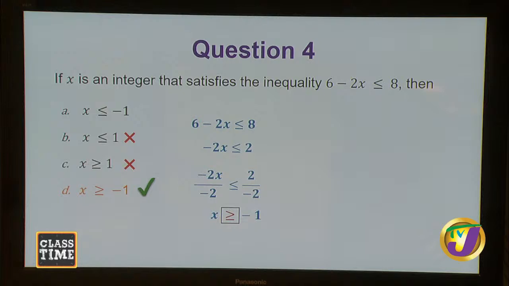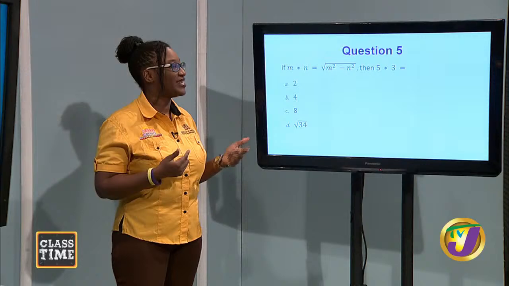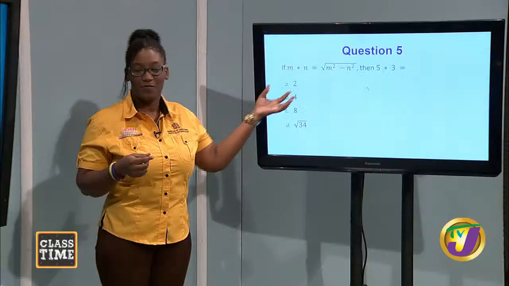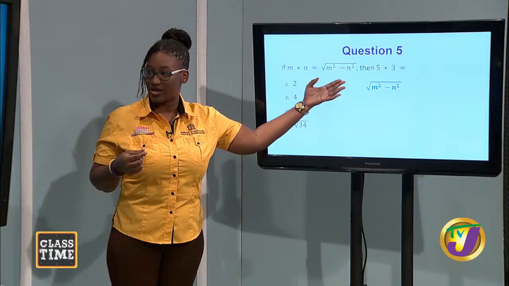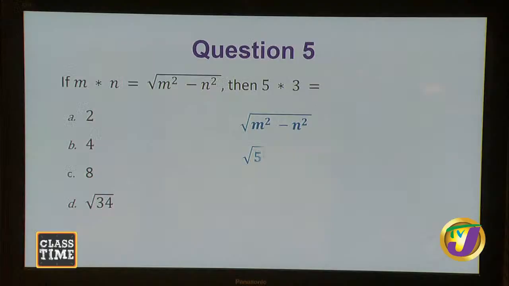Question 5. So if M asterisk N, sometimes you might hear it as star, is equal to the square root of M squared subtract N squared, notice it's all under the square root symbol, then 5 star 3 is equal to? We don't know, but let's find out. But you know, Latoya, these binary operations really are a version in my mind of substitution, because an operation is taking place on these two values. And we can see the operation clearly here. So all we need to do is figure out which value is M and which one is N and substitute. So in this case, our M would be 5 because it appeared first, so we're following the order. And our N would be 3.